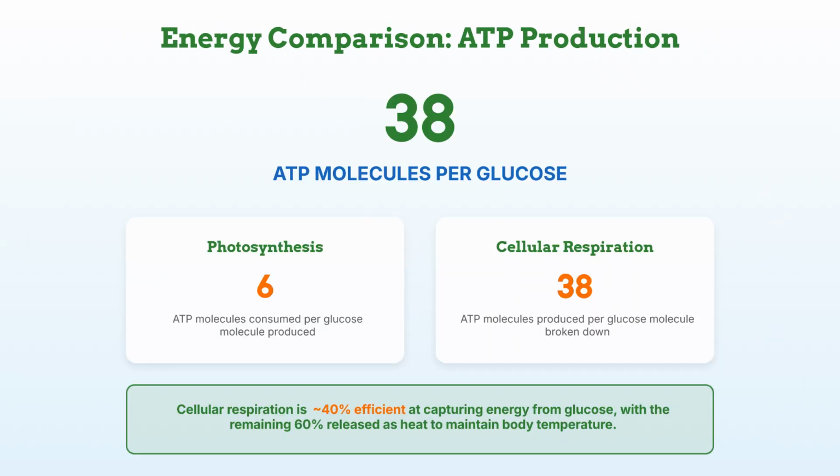The energy yield from cellular respiration is remarkably efficient, producing up to 38 ATP molecules from a single glucose molecule. This represents approximately 40% efficiency in capturing the chemical energy stored in glucose bonds. In contrast, photosynthesis requires an investment of 6 ATP molecules to produce each glucose molecule during the Calvin cycle.